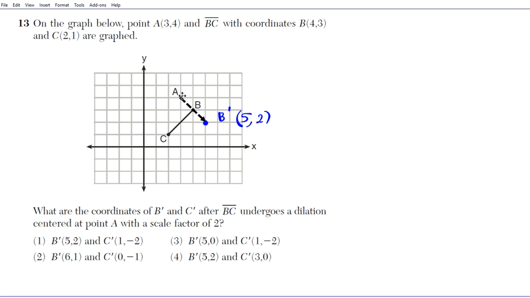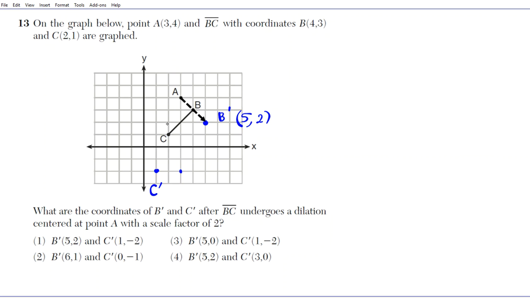So for C prime, you go down 3 and over 1 to get to C. So if you want to get to C prime, you do double that. Okay, so instead of going down 3, you go down 6. So 1, 2, 3, 4, 5, 6. You go down 6. And then instead of going over 1 to get to C, for C prime, you go twice as long, 1, 2. That will take you right there to C prime.